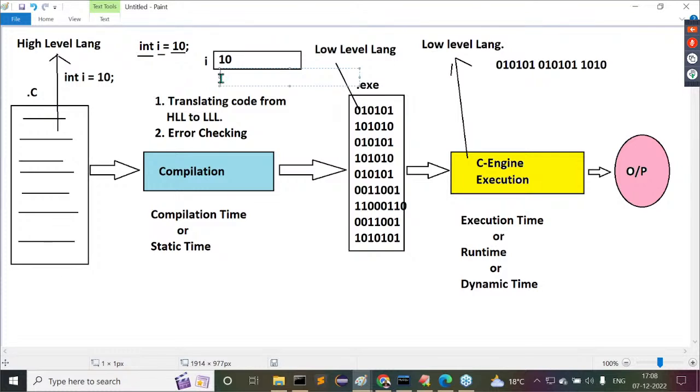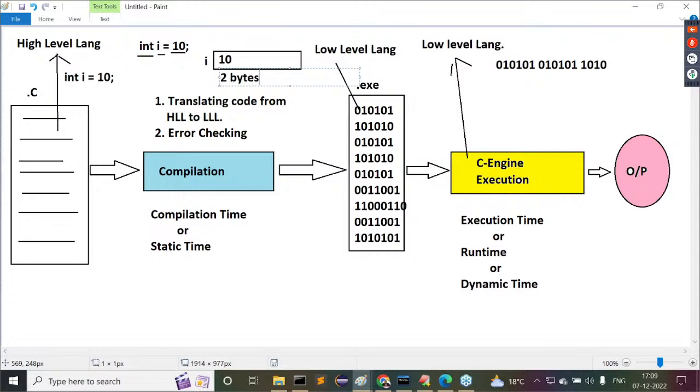But how much memory must be allocated for the variables? What is the size of the memory we must allocate? That depends on the data types. For int, how much memory do you know? 2 bytes of memory. On the basis of the data type int, memory must be allocated. That is, 2 bytes of memory will be allocated.